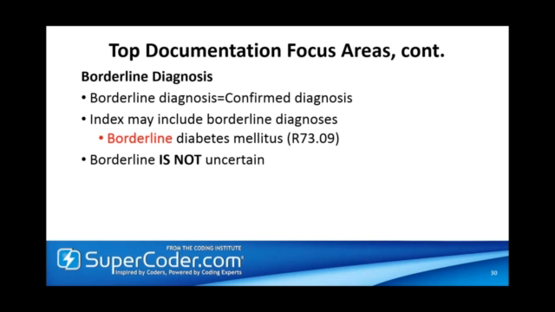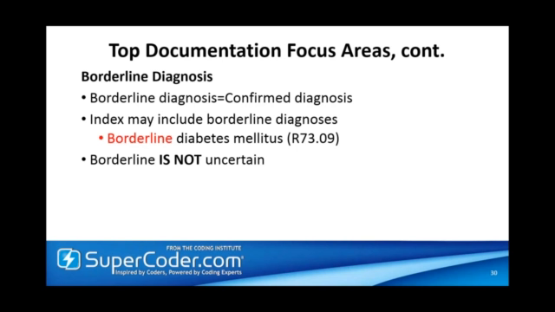The index may show entries that include codes for borderline diagnoses, such as borderline diabetes, R73.09. You should use the designated borderline code provided. Otherwise, code the condition as confirmed if there's no borderline diagnosis given.